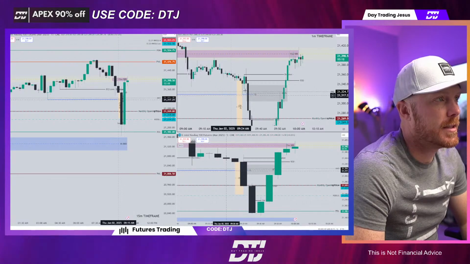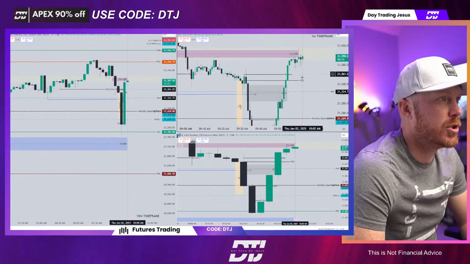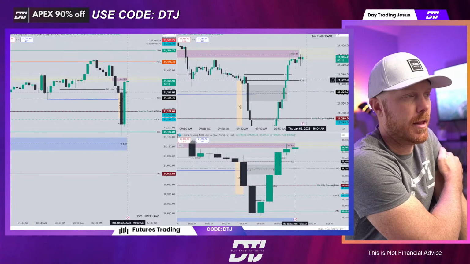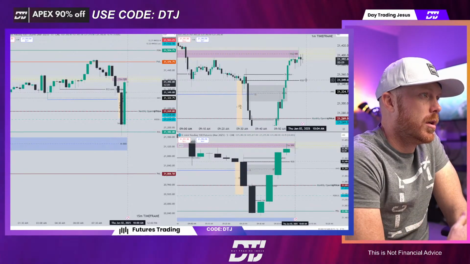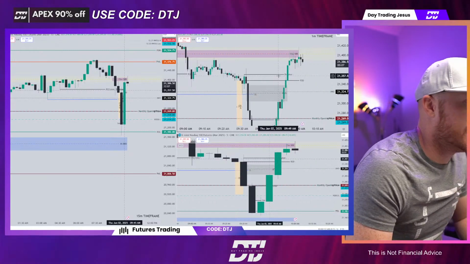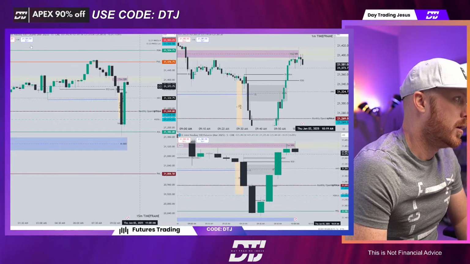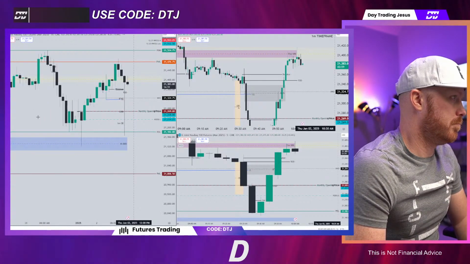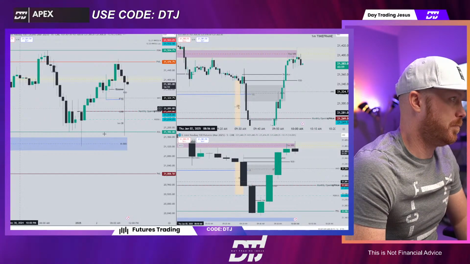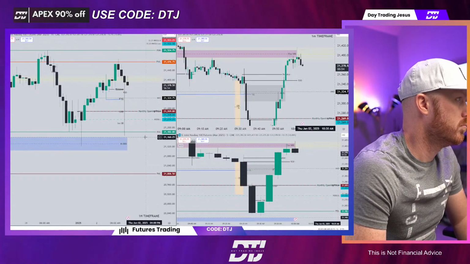Yep. I definitely think we go higher. I just want a retracement first with a 1 minute change in state of delivery, and then I would be looking at going long. I would like to see it react and find support around the breaker in this 930 level. That is a giant wick.